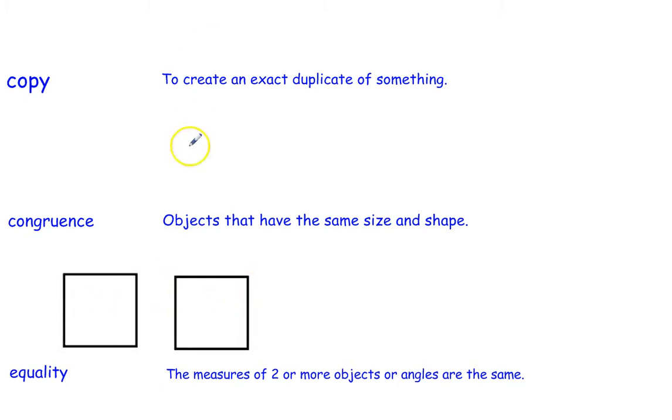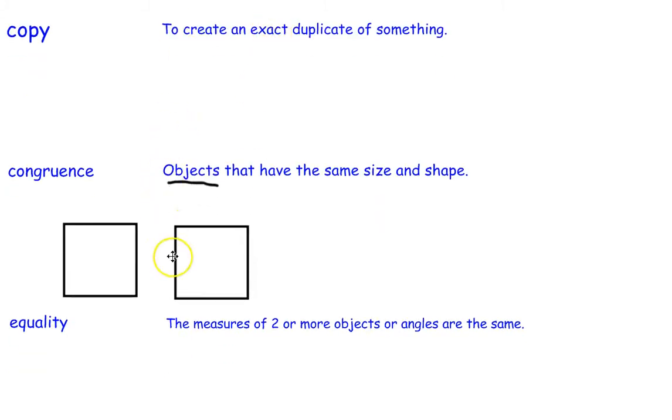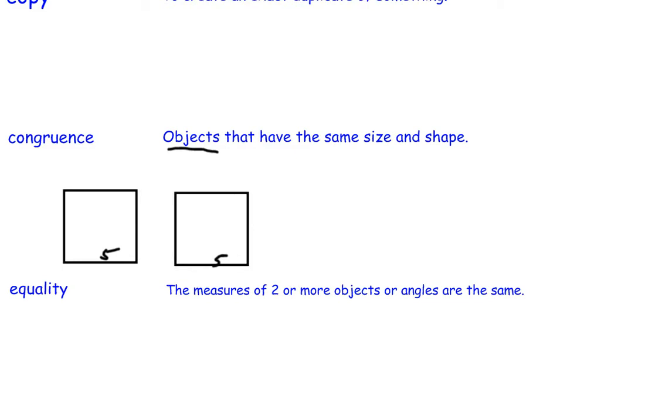Congruence always refers to objects or things. Equality is referring to things having the same measurement. So you could say that these sides are both 5 centimeters and have equal measure. You wouldn't say have congruent measure, because when we're talking measurements, we're talking equality. So it's two or more objects or angles that are the same. With equality, we're always talking about measurements.